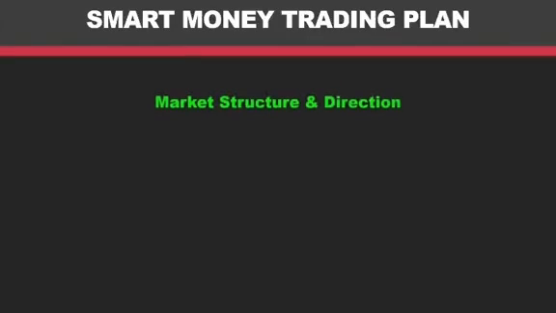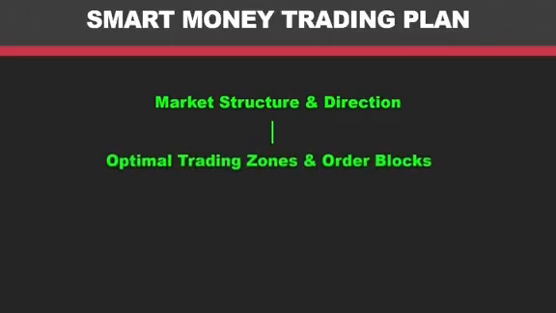First, we have market structure and direction. This involves determining the key levels of the chart's structure and identifying bullish, bearish, and directionless markets. Next, we have optimal trading zones and order blocks. These areas on the chart can potentially provide us with high-probability trade opportunities.